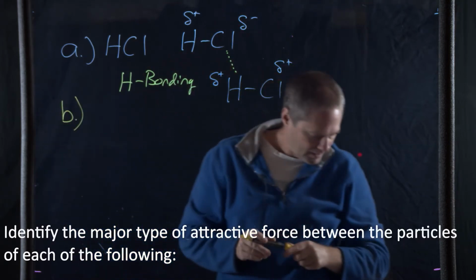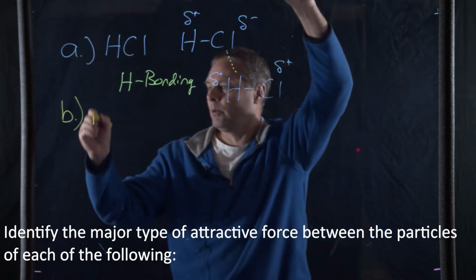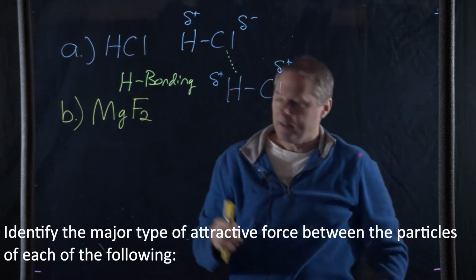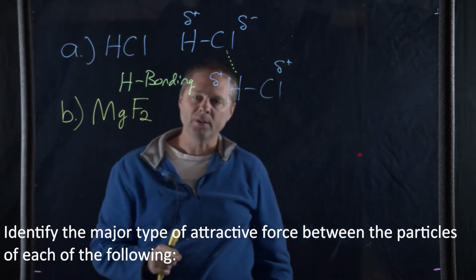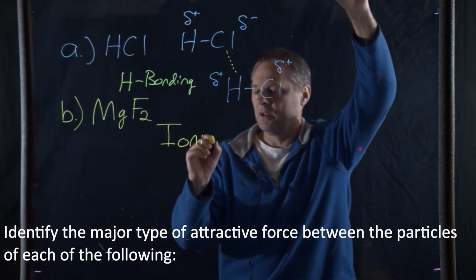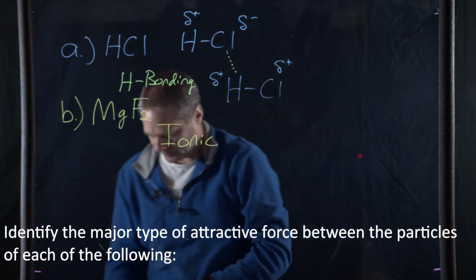All right. The next one, B, is going to be magnesium fluoride. This happens to be a metal and a non-metal, so the interaction between these is going to be ionic.